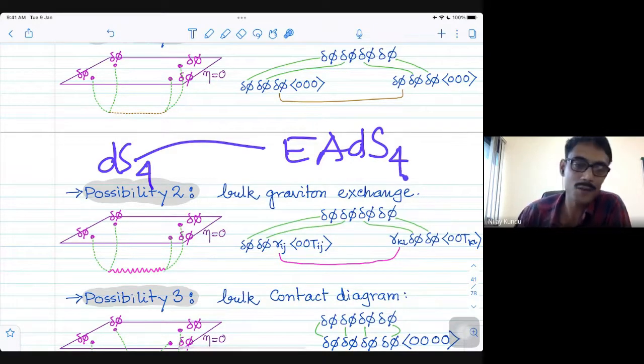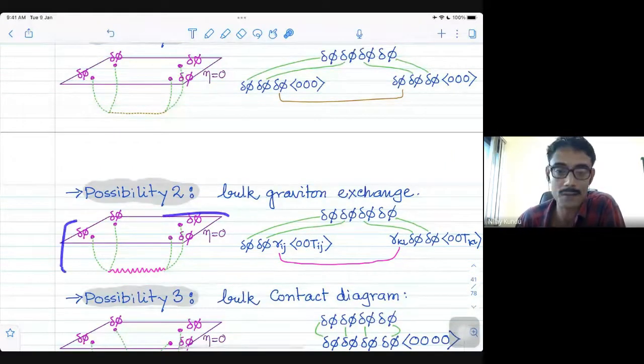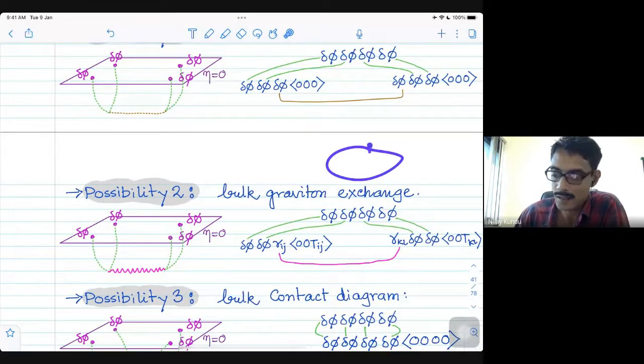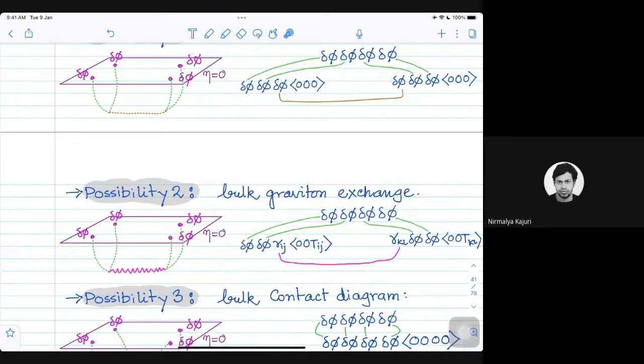Then we use the techniques of AdS/CFT, and these diagrams can be obtained. One can in principle do this calculation: compute the result in AdS/CFT, and then take the double Wick rotation back and get the de Sitter answer. That is something we can do.